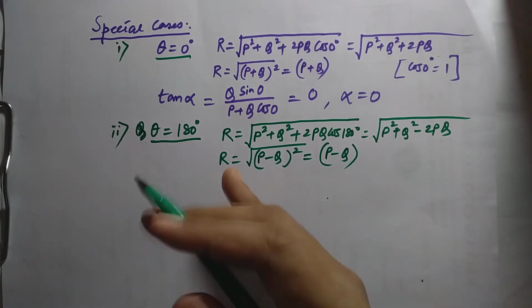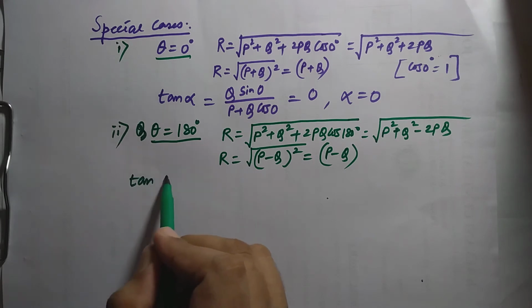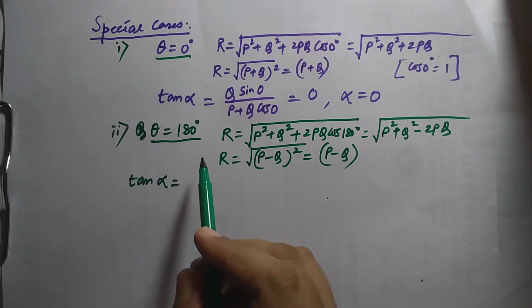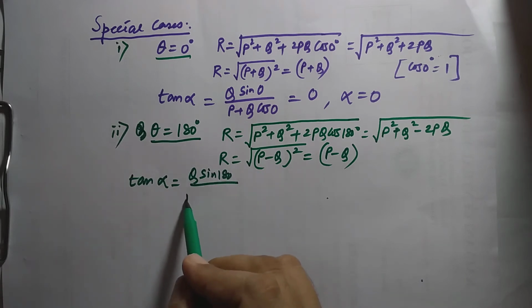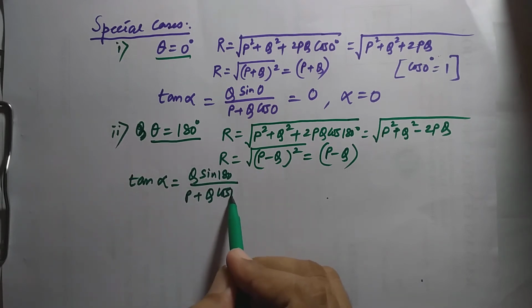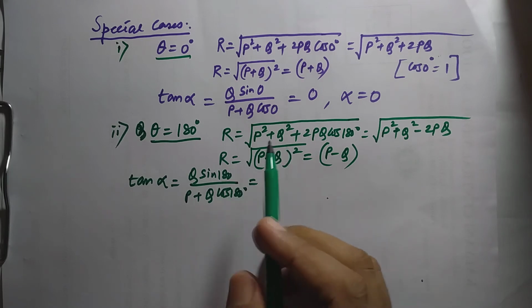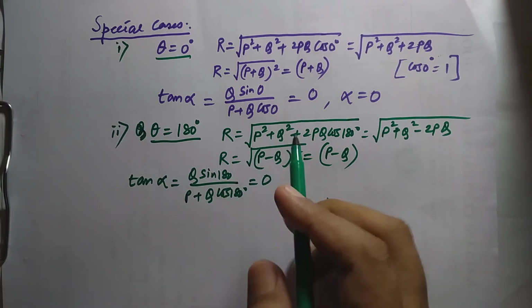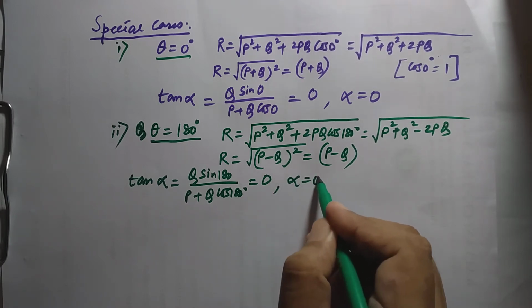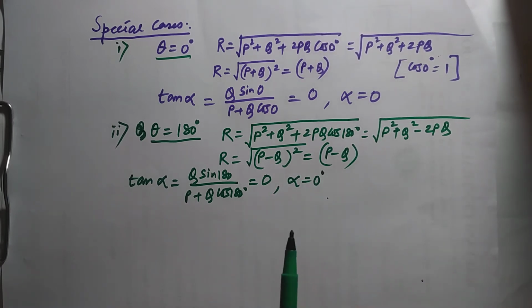Okay. Now this angle, that time tan alpha is equal to Q sin 180 by P plus Q cos 180 degree. Sin 180 is 0 again. Okay, so then you can write 0. Angle is 0. So alpha is equal to 0 degree. Okay. Next one is when theta is equal to 90 degree. Then what will happen? So when theta is equal to 90 degree.